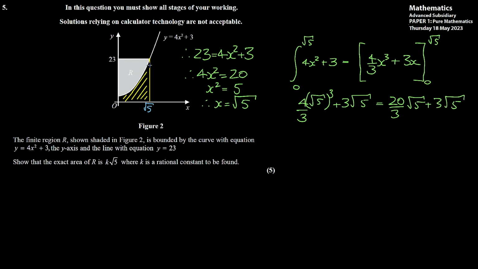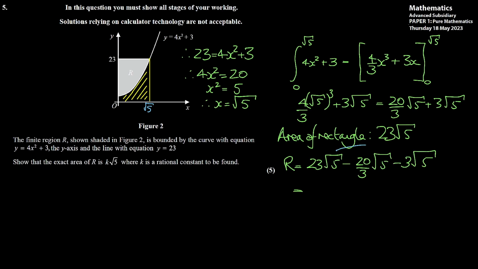Now we've got to concern ourselves with the area of the rectangle. And this is equal to the base distance, which is root 5, multiplied by 23. So this is 23 root 5. Remember, this area here is the area below the curve. So the area R must be equal to the area of the rectangle, which is 23 root 5, minus the area that we found here.